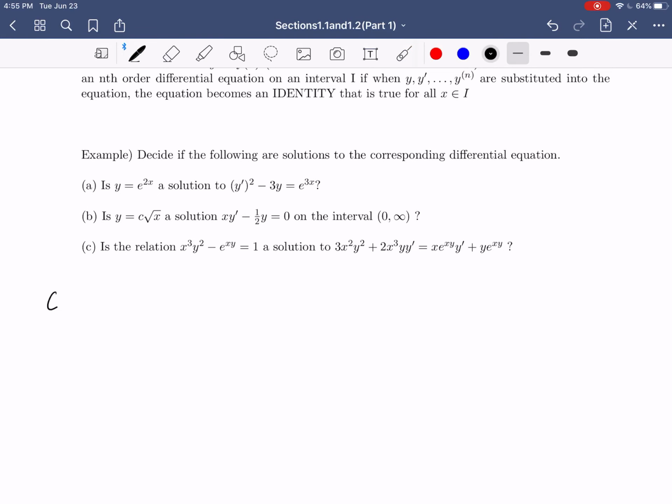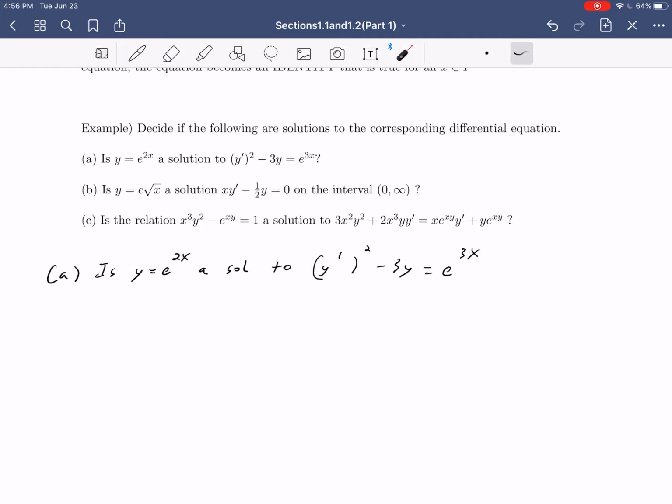So for part A, we want to know, is the function y equals e to the 2x a solution to y prime squared minus 3y equals e to the 3x? Quick little note here off to the side. You should be able to clearly see that this is first order because it only has that first derivative in it, and this is also non-linear. Why is it non-linear? Because we have y prime squared. We have a function being applied to the derivative of the dependent variable, so this is non-linear.